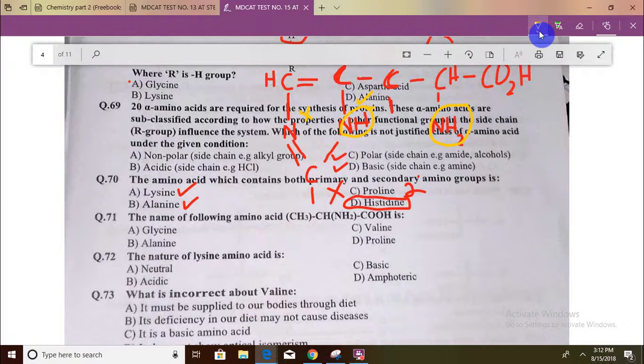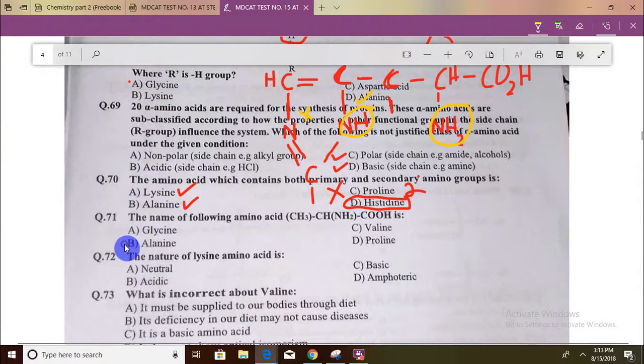Alanine is also one of the non-polar ones, and there's 5 such non-polar amino acids out of 20, so it's pretty simple. It's not simple, it's pretty special. Now the thing with histidine is that it's basic. It's one of the basic ones. It's also cyclic, and a couple of other stuff.